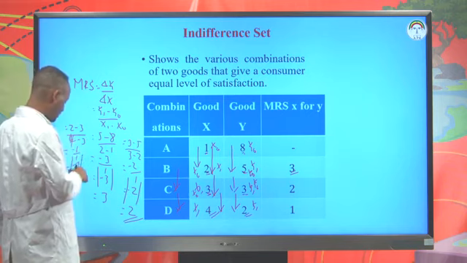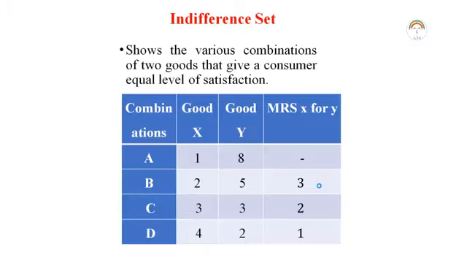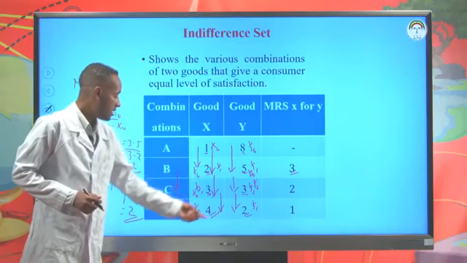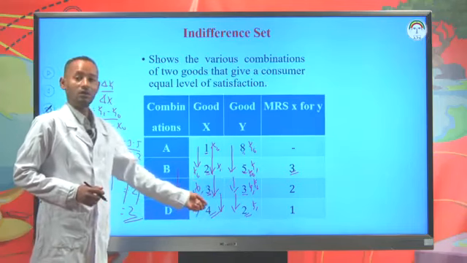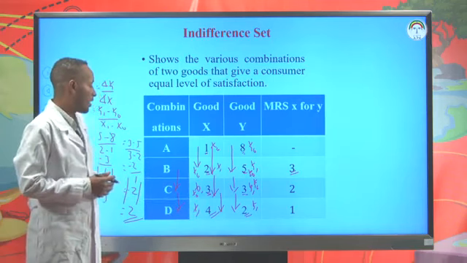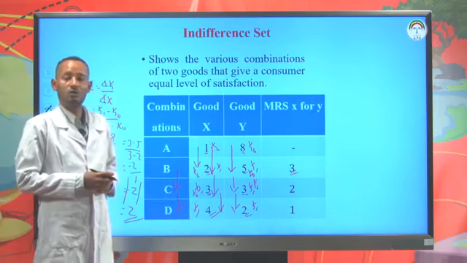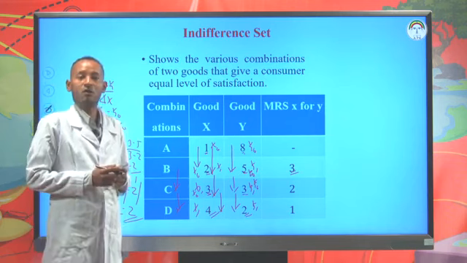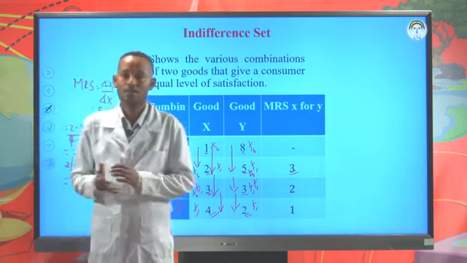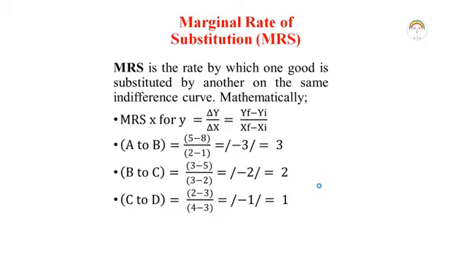Then when we take it out of absolute value, we are left with 1. So this tells us that if you get equal satisfaction from 3x and 3y and 4 units of x and 2 units of y, the rate by which one commodity is substituted for another, or simply the MRS, is 1 unit. So we can calculate the marginal rate of substitution in this way.